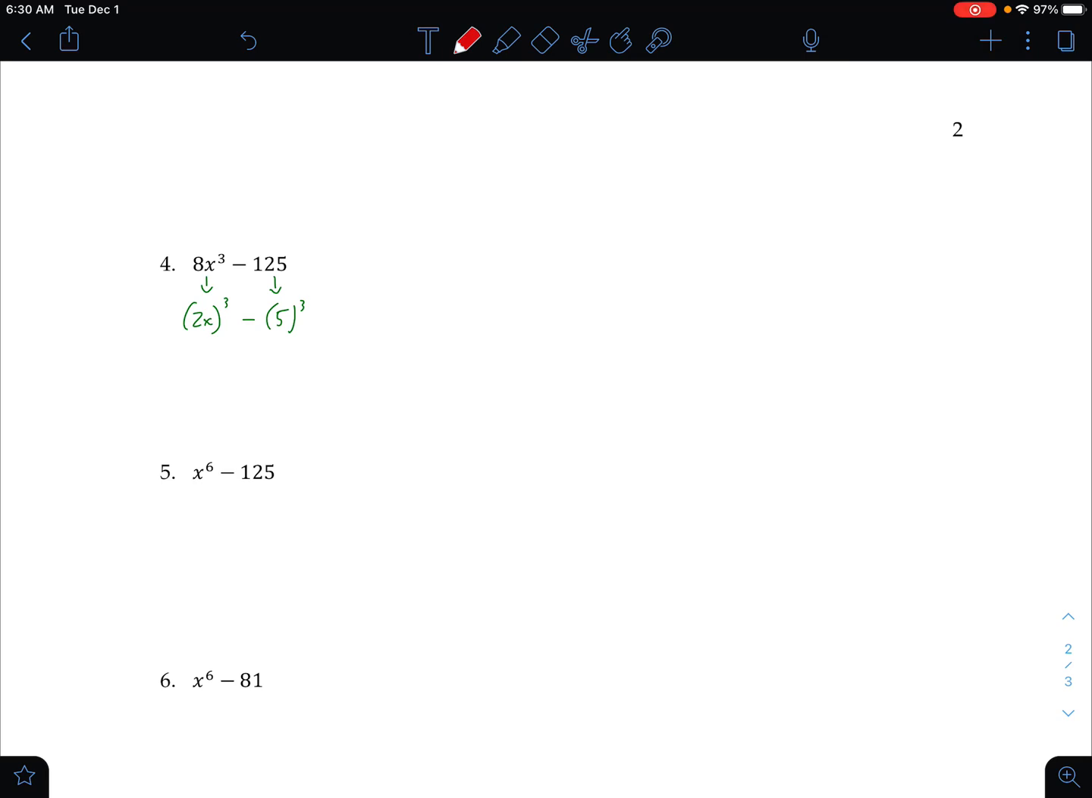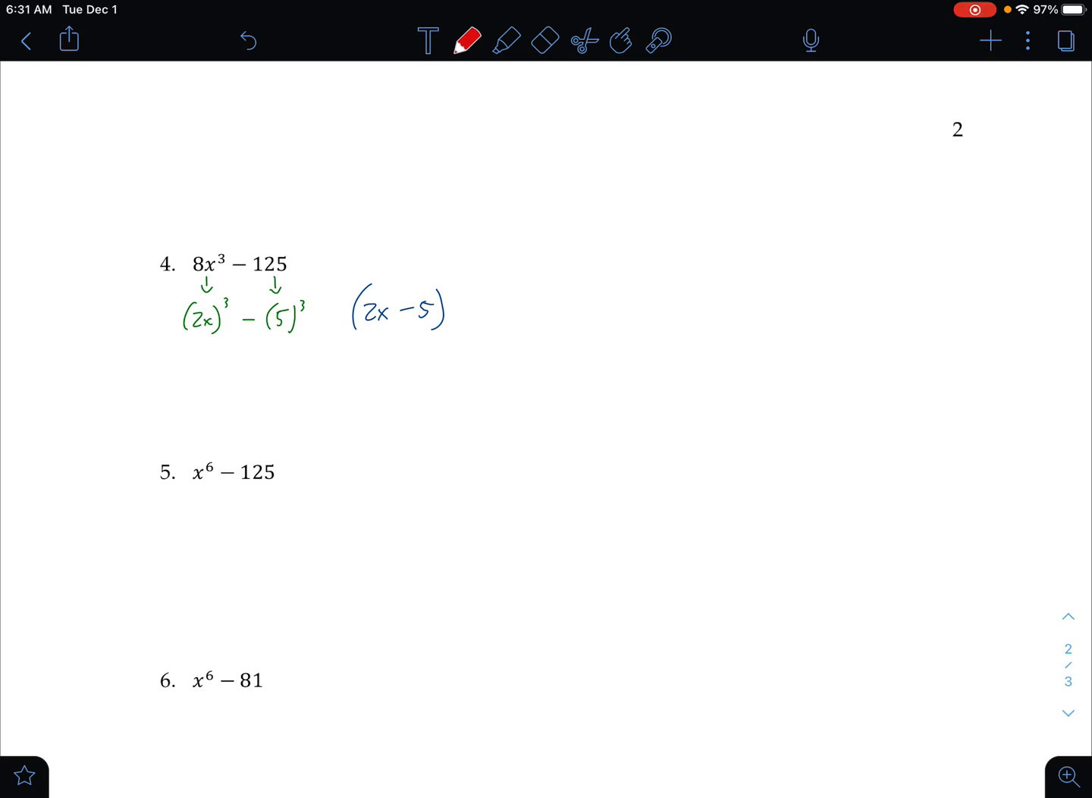So now the numbers we're going to be using here are 2x and 5, not just x and 5. The 2's in there too, so let's be careful here. We have a 2x and then the minus 5. So the first binomial is always the numbers we just found, the perfect cubes we just found.